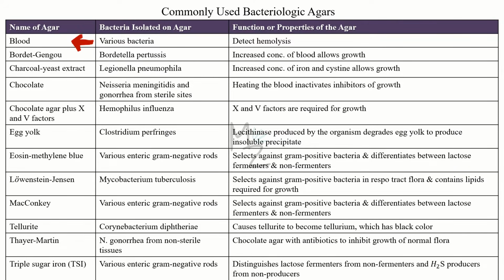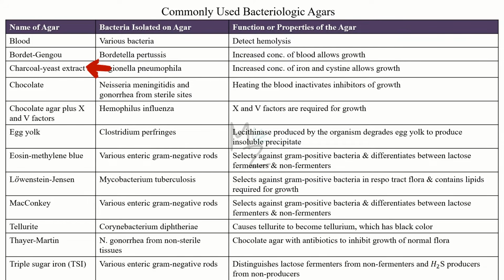First agar is blood. Various bacteria are isolated in that agar and it is used to detect hemolysis. The second one is an Italian word, Bordet-Gengou. I don't know how it is pronounced because I don't know the Italian language. And I found on the internet that it is pronounced Jengou at some places and Gengou at some places. And it is used for the isolation of Bordetella pertussis bacteria, and increased concentration of blood allows the growth.